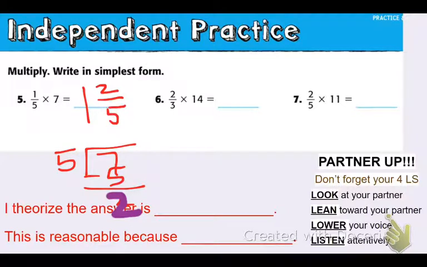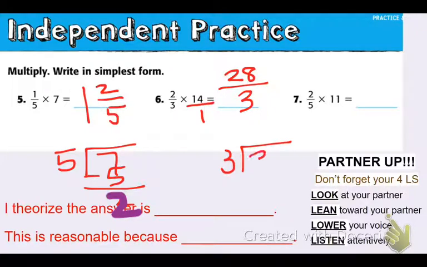Let's look at number 6. Step 1, I need to change that whole number 14 into a fraction. Put it over 1. Step 2 is multiply. 2 times 14 is 28. 3 times 1 is 3. Okay, step 3, we can simplify.